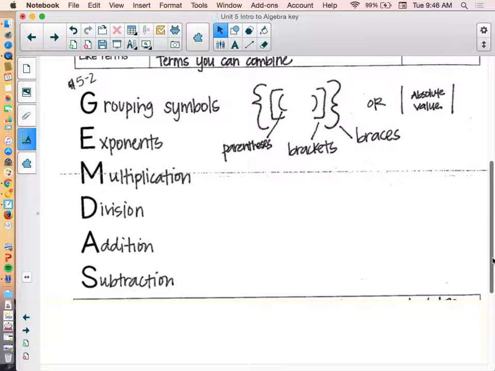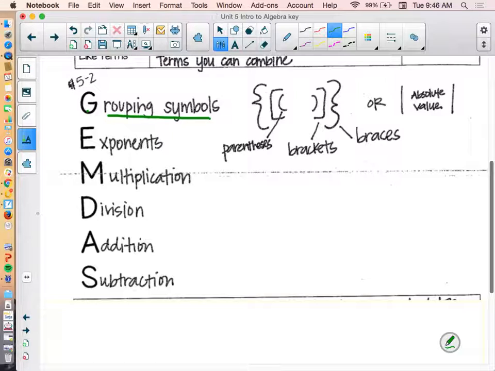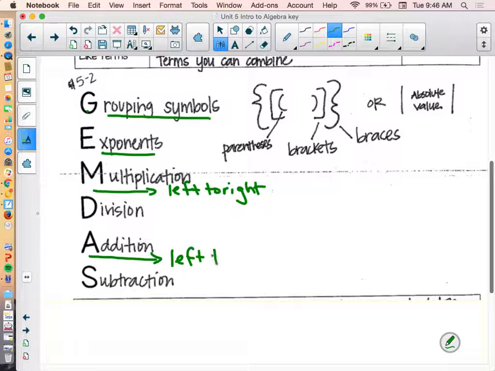So here we have GEMDAS, and you already know what those stand for. We've got G for grouping symbols, E for exponents, multiplication and division are going to go together, and those are from left to right, so please write that in as well. And addition and subtraction are partners, and those also go from left to right.